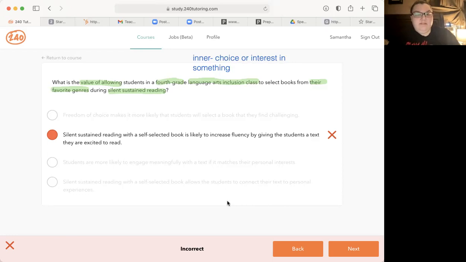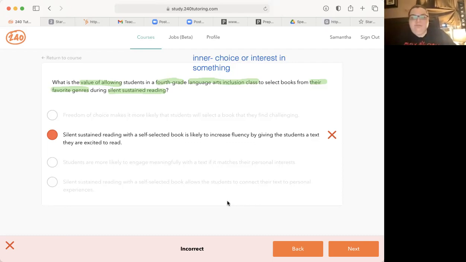Freedom of choice makes it more likely that students will select a book that they find challenging. Well, if they like the genre... I mean, yeah, maybe. I've never heard that. I've heard it argued the other way, that if you let kids choose, they'll choose something easy. But I don't think that freedom of choice makes it necessarily more likely.